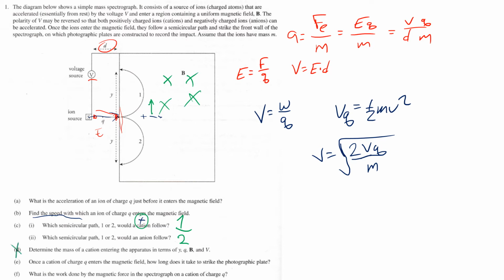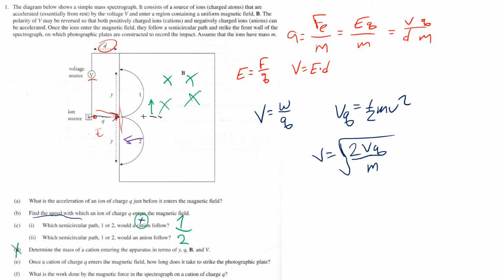Determine the mass of a cation entering the apparatus in terms of those variables there. Okay, so what do we know? We know the speed of those ions, and we can figure out what the force is, because the magnetic force is going to act as a centripetal force.